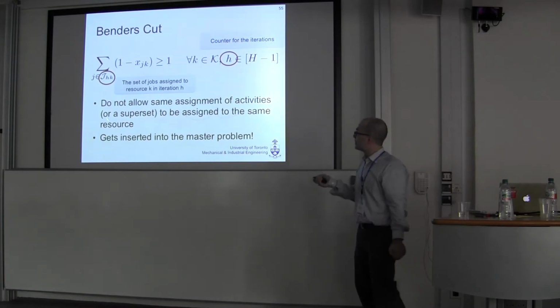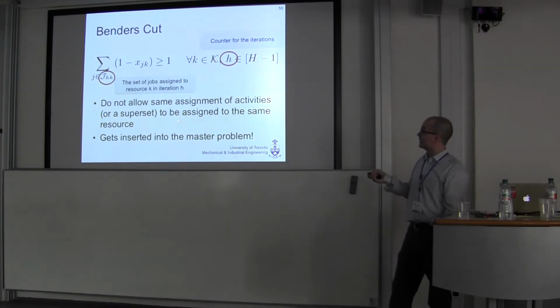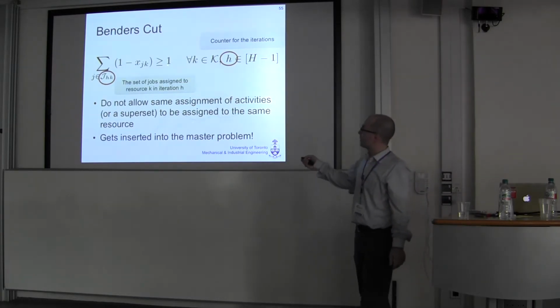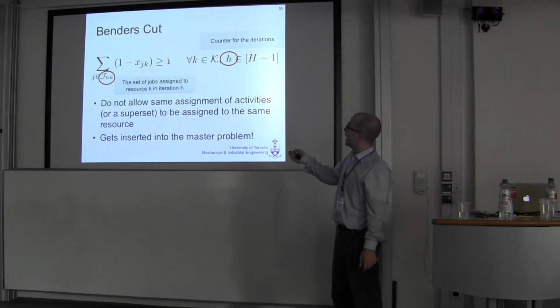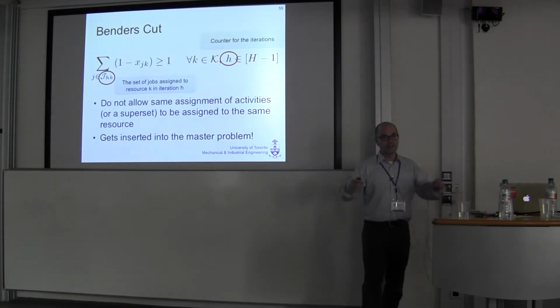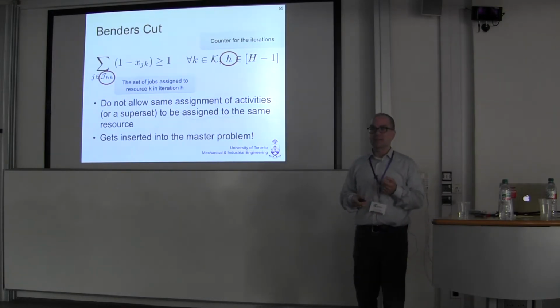So do not allow the same assignment of activities or a superset to be assigned to the same resource. So what I've done is looked at the set of jobs assigned and added this linear constraint. Every subproblem that is inconsistent adds one of these linear constraints to the master problem.